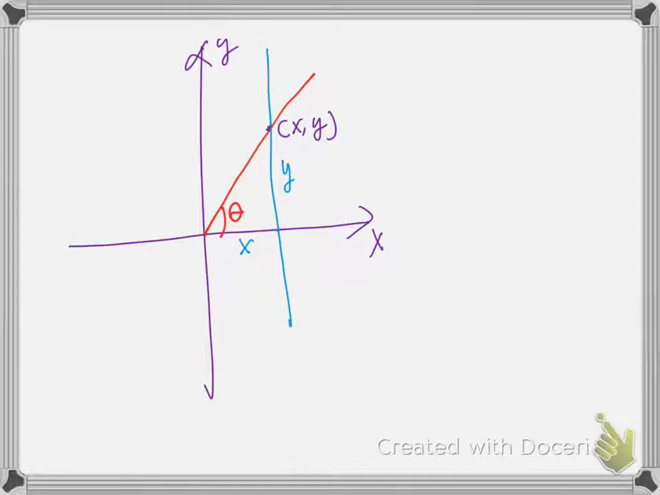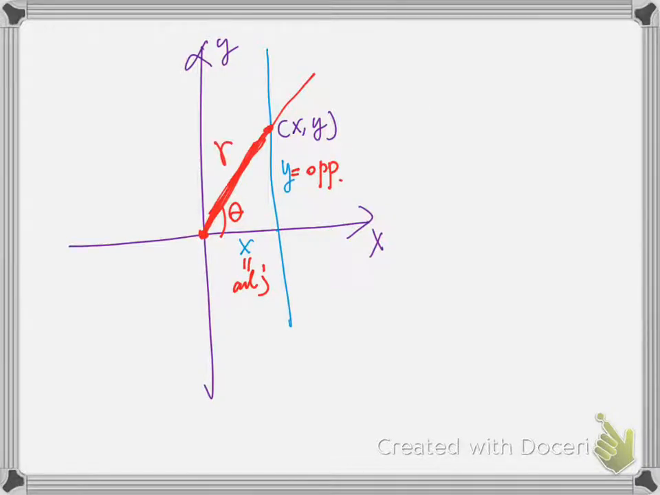So if we use the definition of trig functions in the right triangle, what's the opposite side of theta? It is y, right? What's the adjacent side of theta? It is x. And what's the hypotenuse? It is the distance between the center 0, 0 and the point x, y. So we use the letter r to stand for this distance.